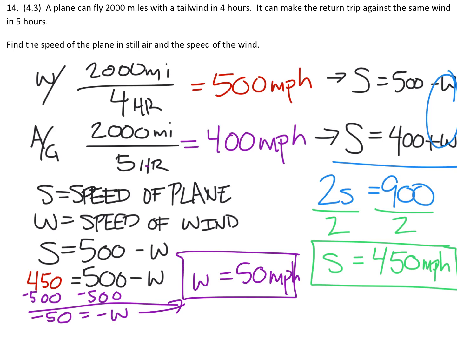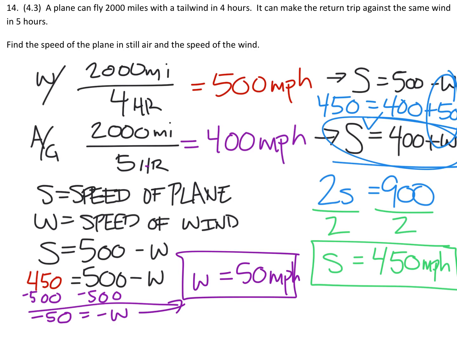Now the last thing we would want to do is just to check in the second equation to make sure that works. And the speed of the plane we're saying is 450. This should equal 400 plus the speed of the wind, which we found to be 50. And this one is going to check off.